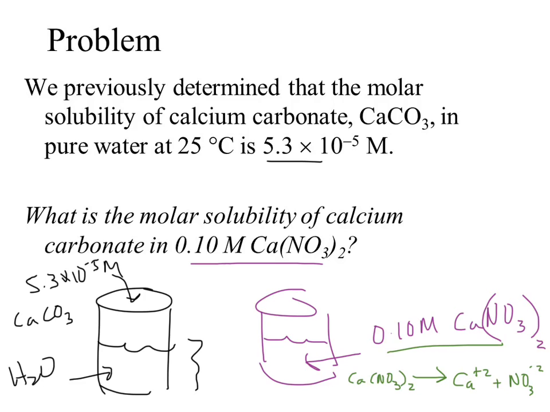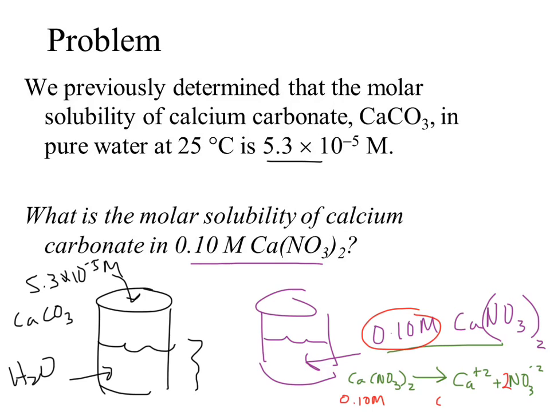Then underneath there, what I'm going to do is go ahead and bring this information. So it was 0.10 molar in the calcium nitrate. So it's looking like we get, oops, I didn't balance that, did I? I need to put a 2 here.